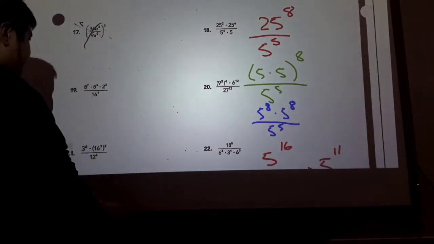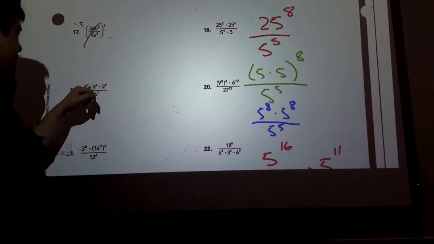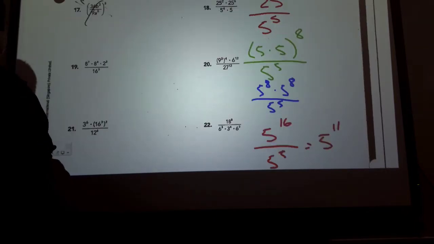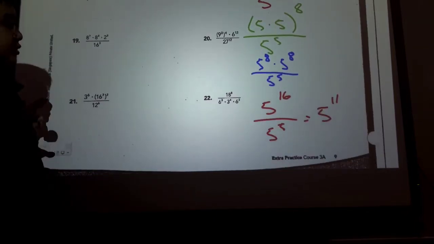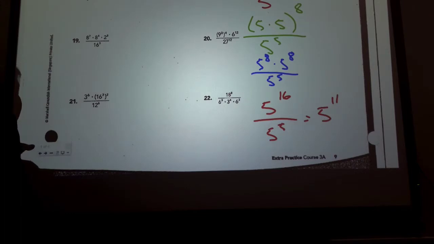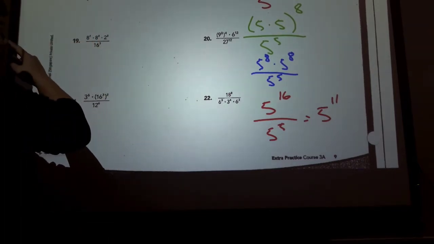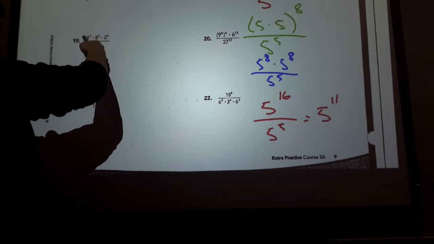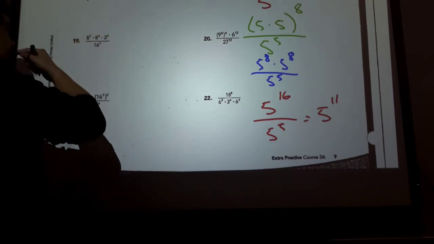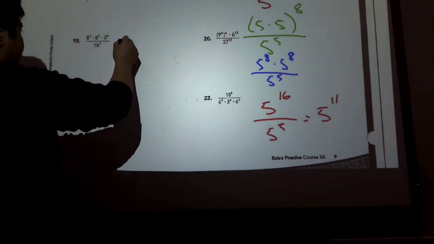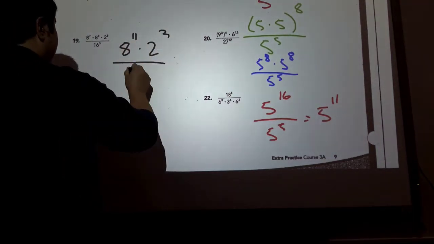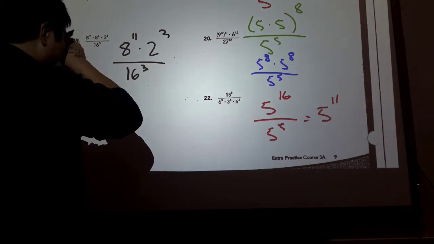Over here, we have 8 to the 7th, 8 to the 4th, times 2 to the 3rd. We'll start by combining the 8s because we can do that. They have the same base. None of these have the same exponents, so we can't really do much about that. We do have these similar exponents, so we could do something about that. But let's start with the 8. We're going to have 8 to the 11th times 2 to the 3rd over 16 to the 3rd.